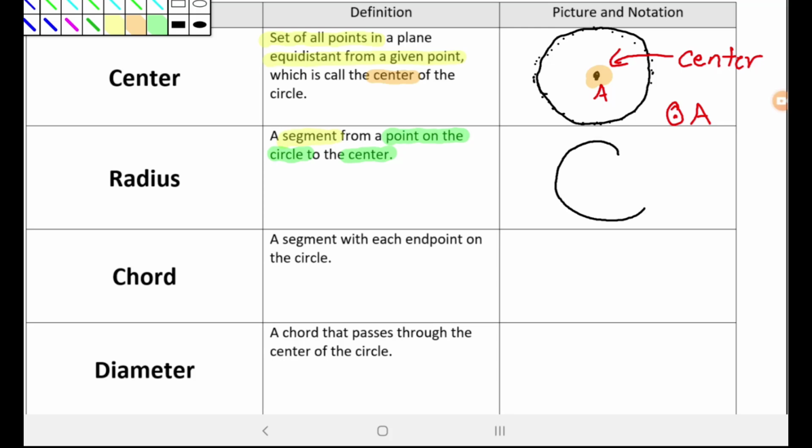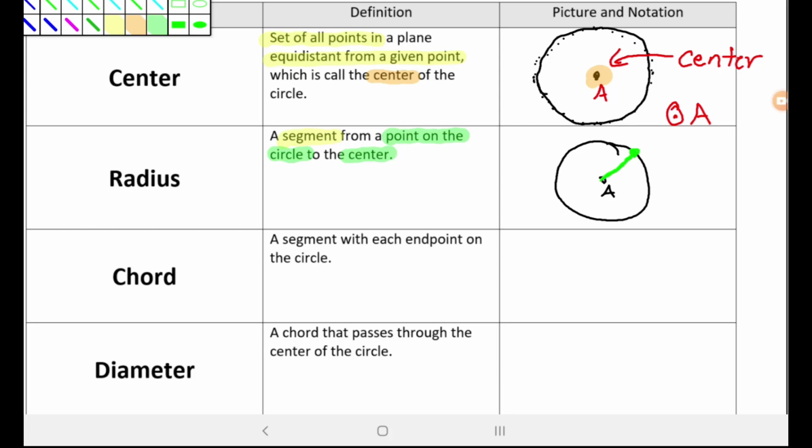So here's my circle. Let's call this circle A. We can call it any circle you want. All right, perfect. And now remember, we need to connect a point on the circle. So pick a point, any point you want on the circle. So I'll pick this point right here. And we're going to connect a segment to the center. So let's connect like this. So this would be a radius.